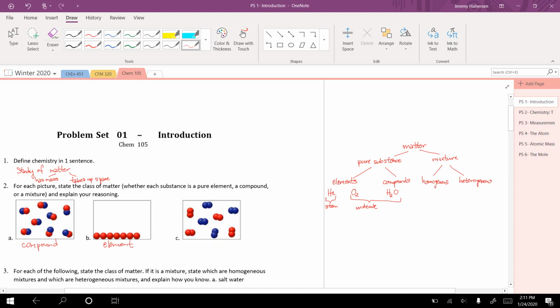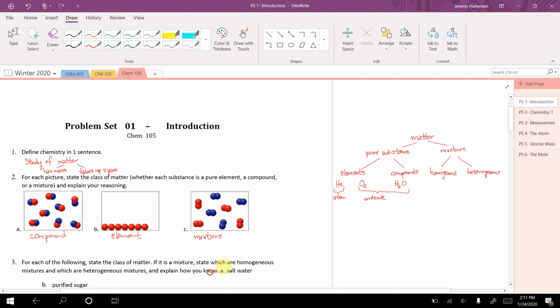And then here, this would be a mixture, because I've got different chemical makeups, which puts me in the mixture category. Now, whether it's homogeneous or heterogeneous, I can't tell, because we're looking at a microscopic level in these pictures, but you'd have to look at a macroscopic level to see what type of mixture it is.